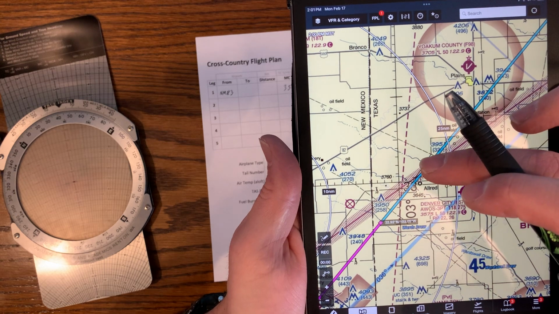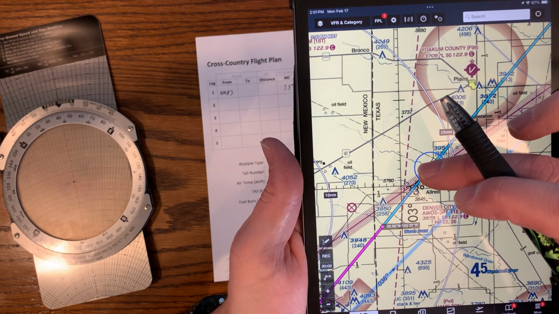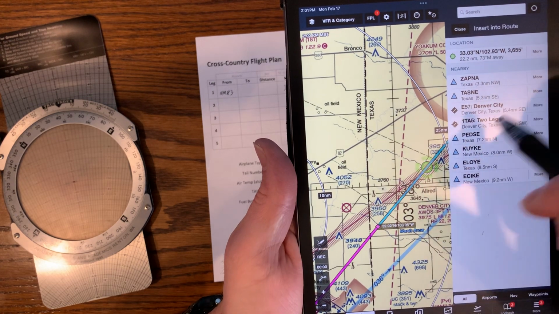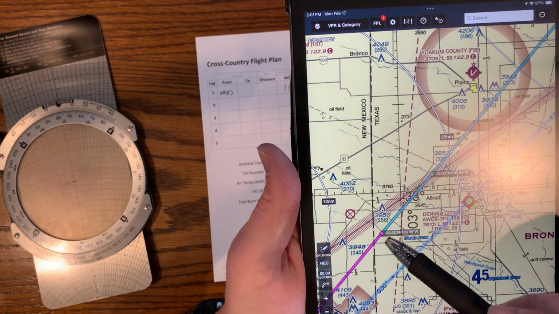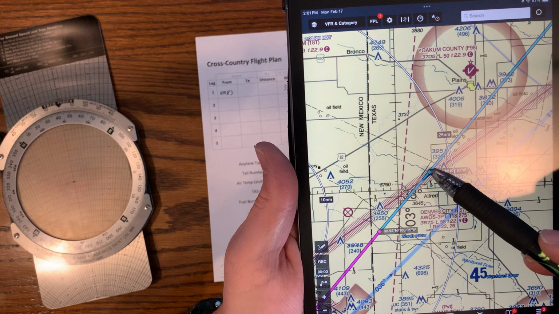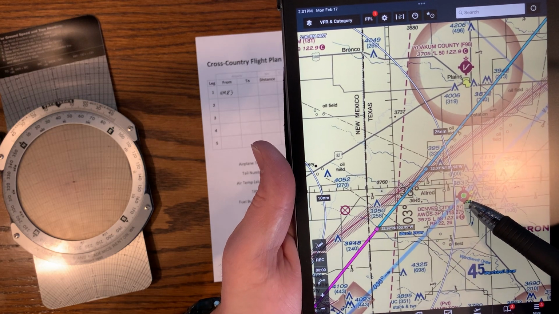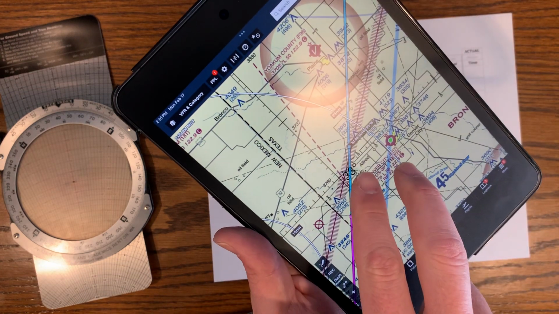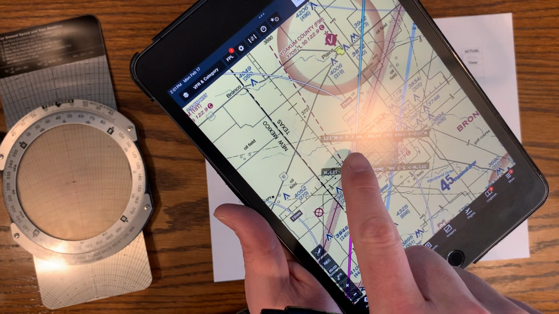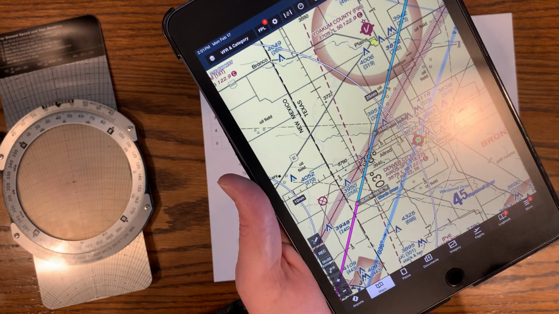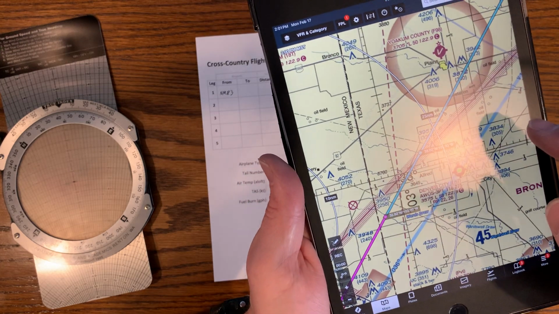So we just come over here and do the same thing again. Try to keep my line straight. Put another waypoint. So now we have a second leg. When we get to that second leg, out the right window should be Denver City Airport, or Denver City, the city. So that'll be 5 nautical miles off course, off to the right.